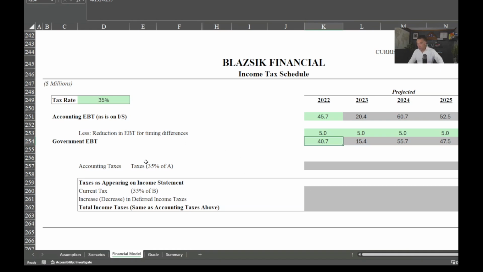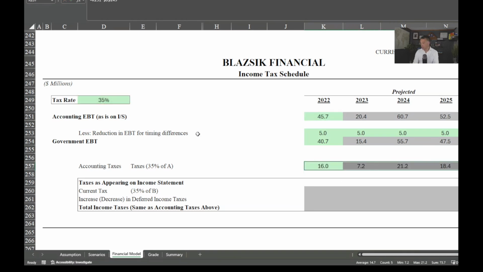So, okay, next what we want to do is find our accounting taxes. That's our taxes on the income statement, the total amount of taxes that it shows we're paying, even though we're not paying all those taxes today. Well, that's going to be our original accounting EBT found on the income statement. And what I'm going to do is multiply that times the tax rate of 35%. I'm going to hit function F4. I want to make sure it's an absolute reference when I drag it.